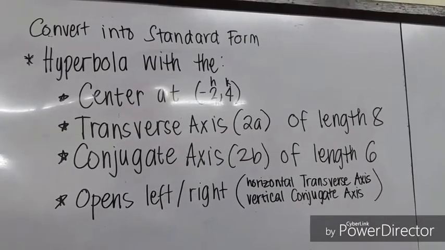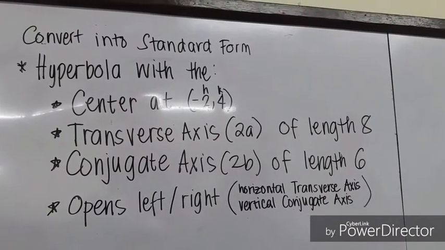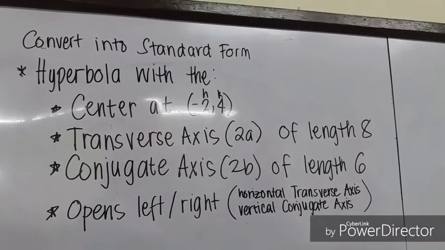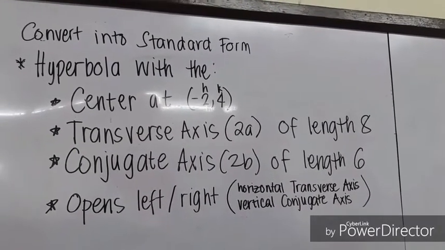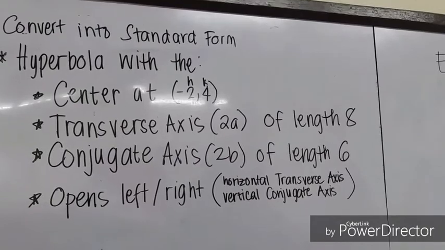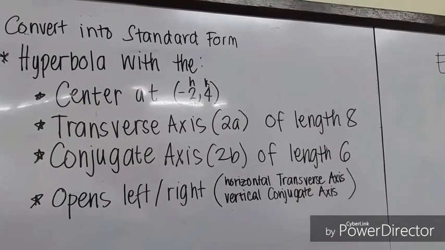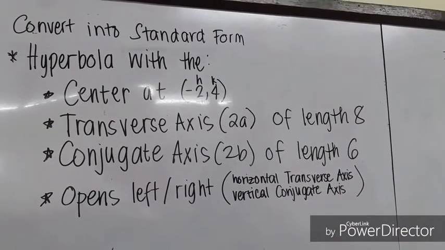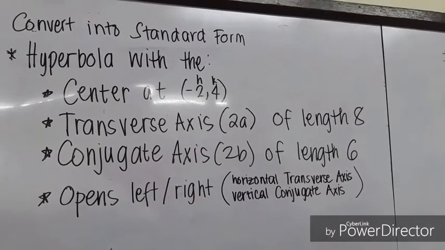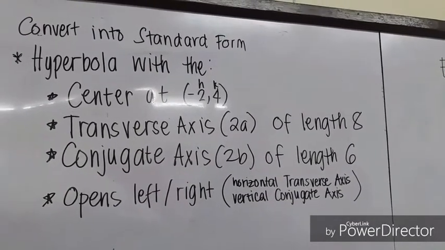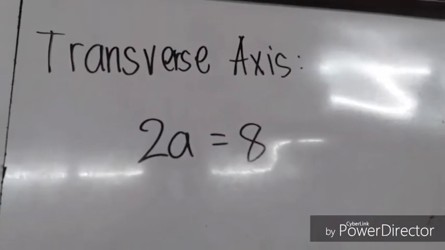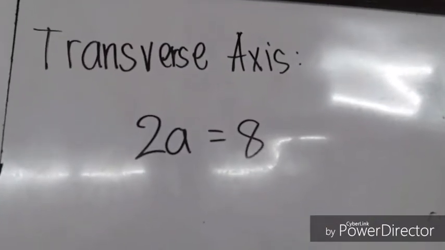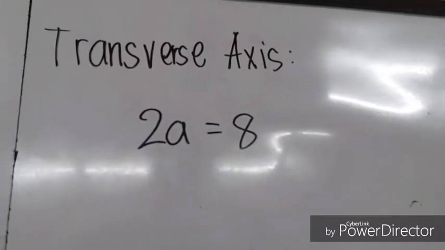Shown on the board is a hyperbola with a center at negative 2 representing h and 4 representing k. The transverse axis has a length of 8 and it has a conjugate axis of length 6. It opens left and right, which shows the horizontal transverse axis and the vertical conjugate axis. So this is the transverse axis of length 8, and it's also equal to 2a.